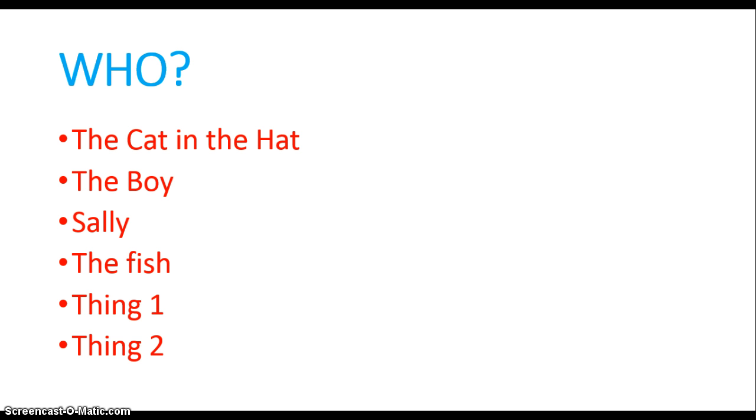Oh, I know these. Right, so the first question is who. When you think of the question who, what are some things of the story that you can put in the who category? The cat. Very good. That is a great example of who. Any others? Thing 1 and thing 2. Good, good. When you answer this question, you're going to want to put all of the characters in the book. So we have the cat, the boy, Sally, the fish, thing 1 and thing 2, and mom, right?